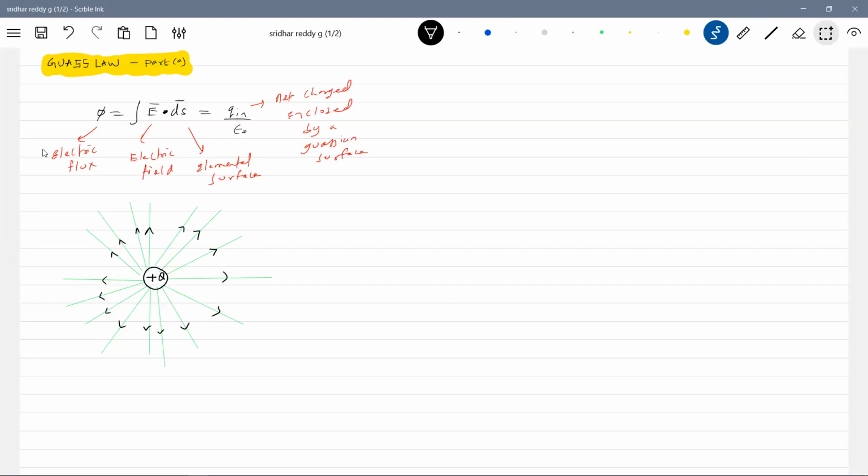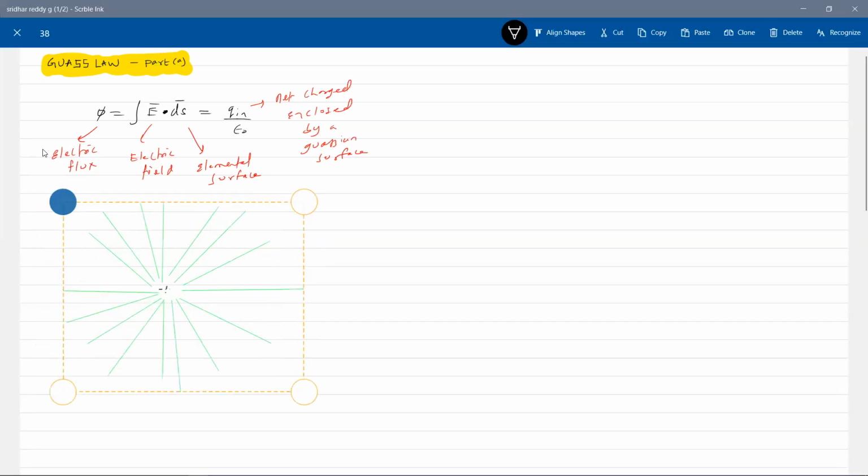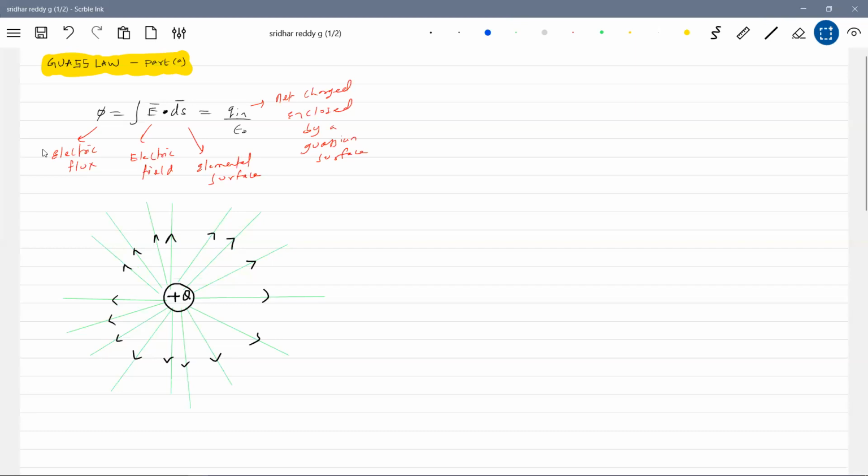Okay, fine. Now, some students will assume, say, 3, 12, or 16 lines of force. Another student will assume 20, another student will assume 100. Like that, there is no uniformity in the number of lines of force. There is nothing called uniformity. So to bring that uniformity, we are bringing in the flux idea.